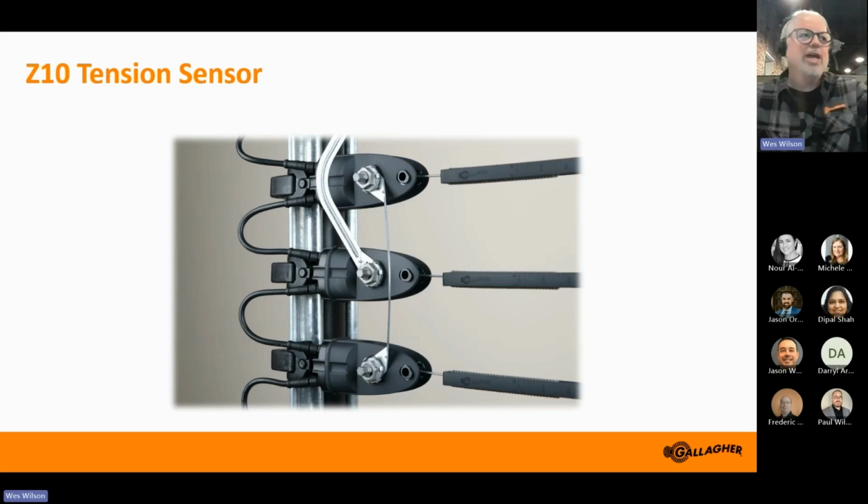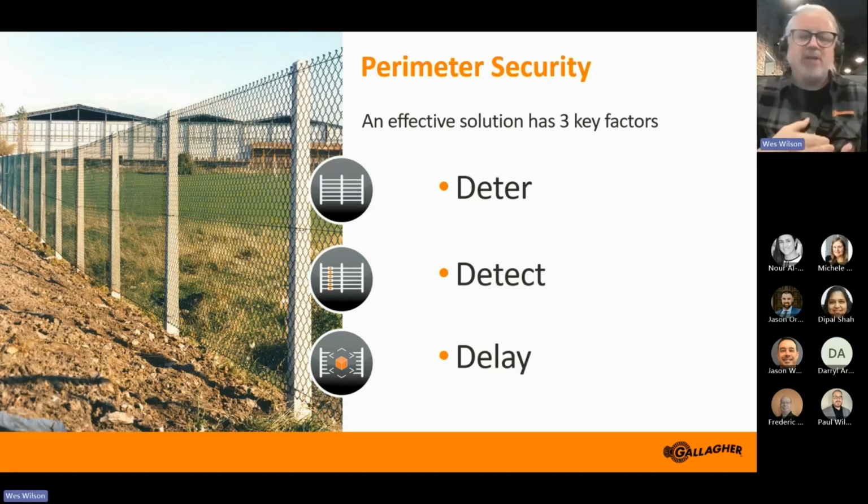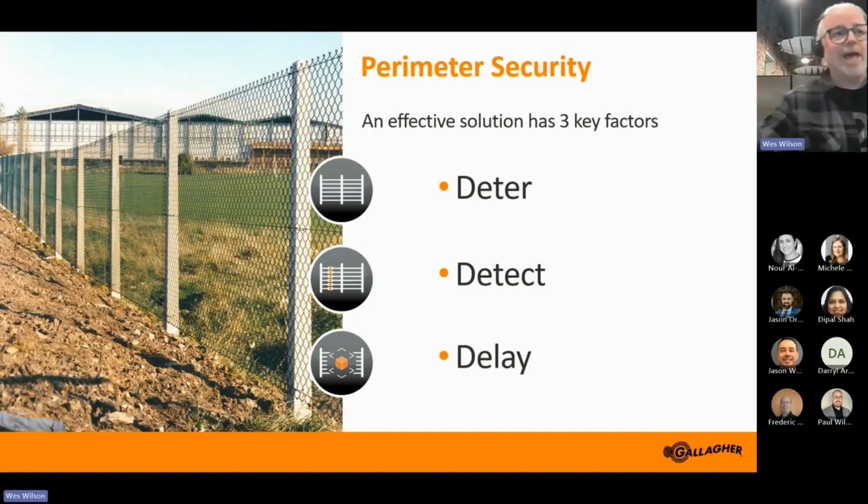So first off, when we look at our normal perimeter security discussions, we talk about the three factors: deter, detect, and delay. We want these tools to deter people from having unauthorized access as early as possible, deter them from coming in. Then we want to detect them as early as possible, and then we want to delay what they're going to do as long as they can, so that we can get some response on that.